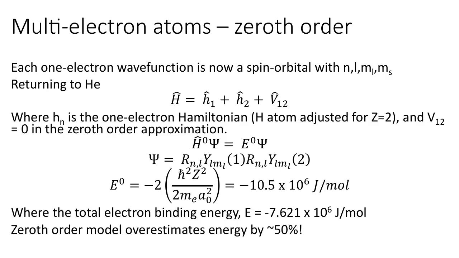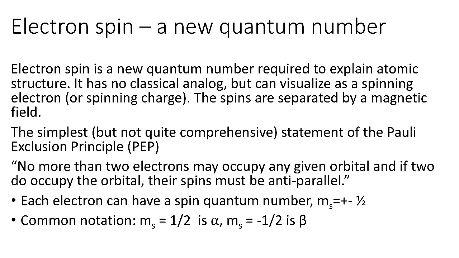All right. So let's address spin. So spin's a new quantum number. It doesn't have a classical analog at all. We do visualize it as a spinning electron. The reason why that works is that if you spin a charge, you'll get a magnetic field. If you spin in one direction, you'll get a magnetic field. Spin in the opposite direction, you'll get a magnetic field in the opposite direction. So the spin quantum number just explains the fact that electrons will split in a magnetic field.